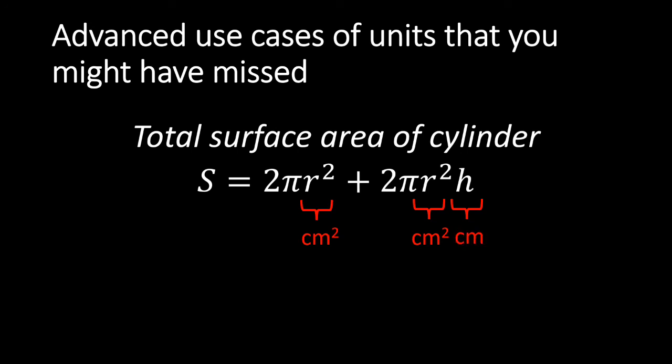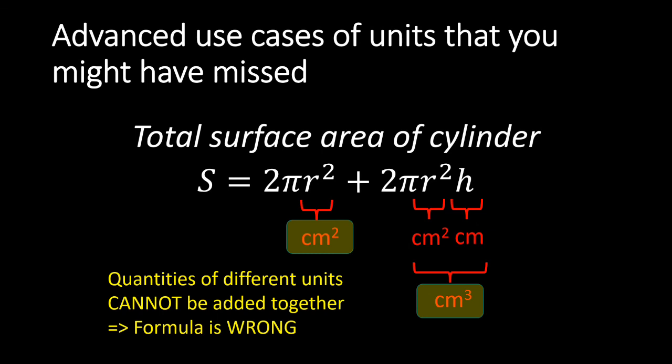On the other hand, h is the height of the cylinder, so its unit should be centimeter. What happens then is the unit of the first term is centimeter square, while that of the second term is centimeter cube. Remember, only interchangeable units can be added. That means this formula is wrong, and you have to go back to revise it.